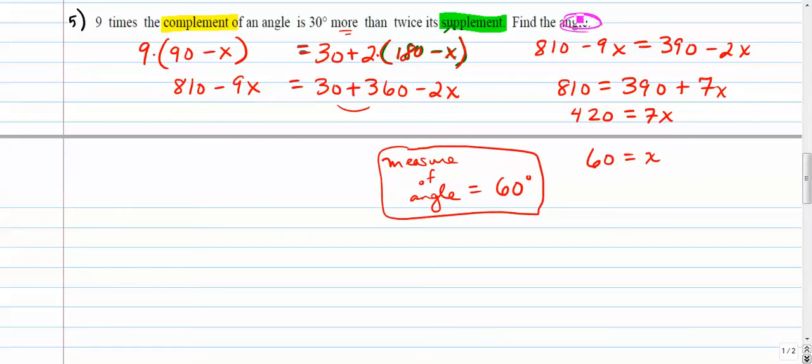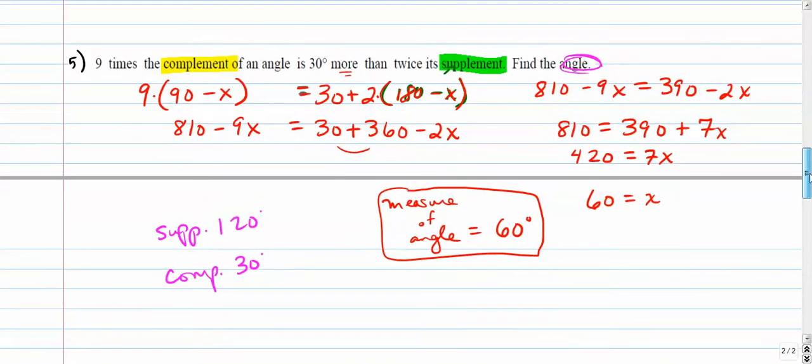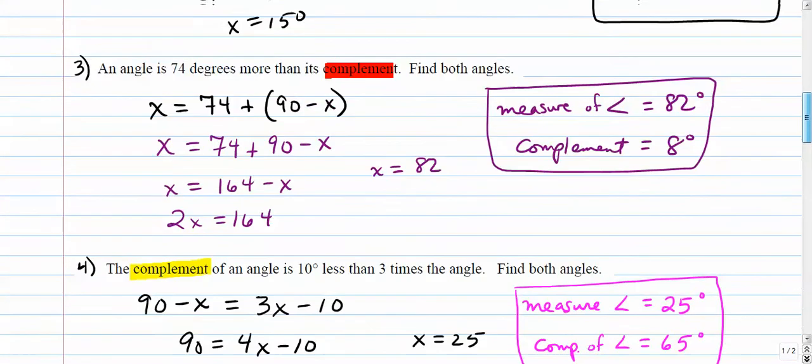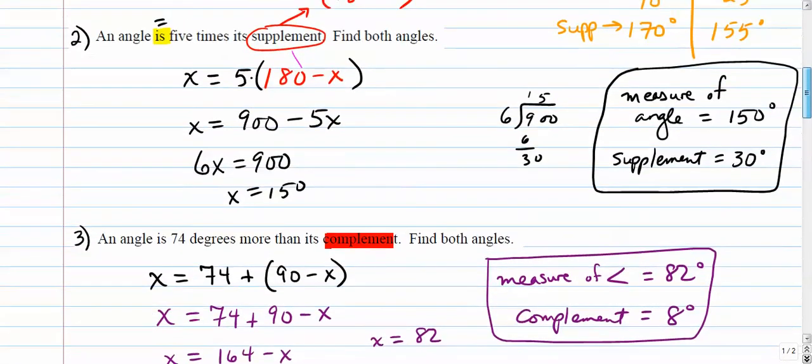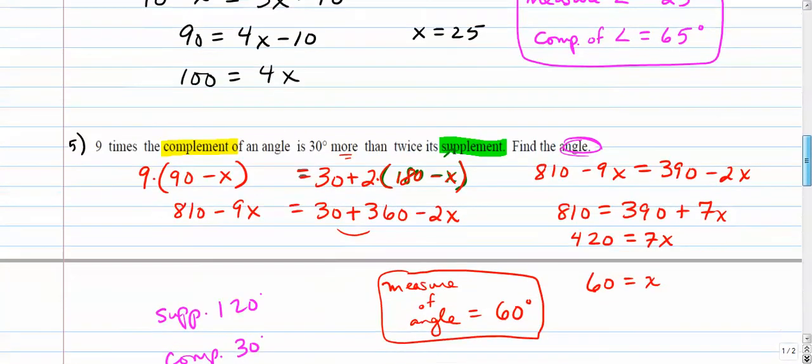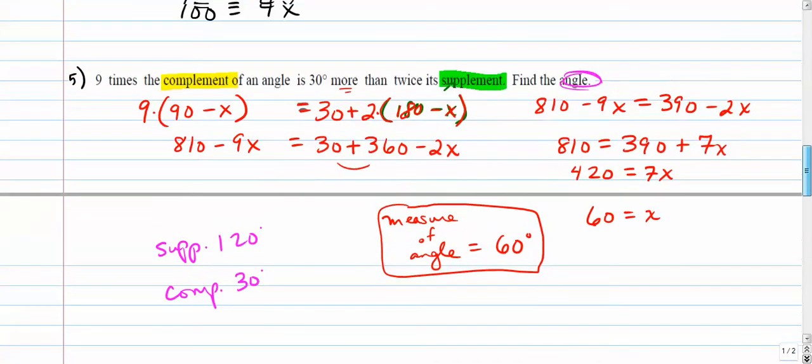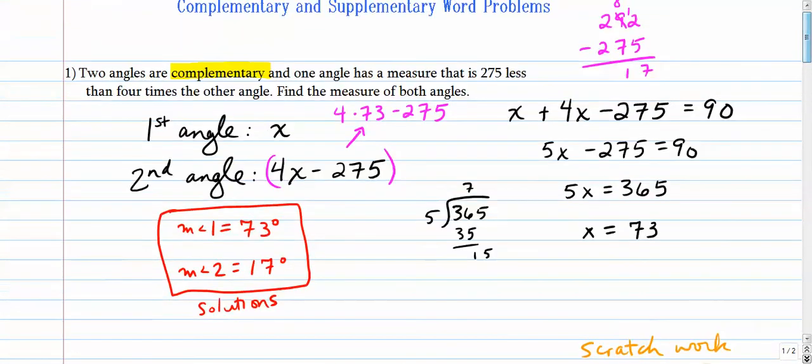If it's asking for supplement and complement, then of course we can find those as well. Supplement of that angle is 120. Complement of that angle is 30. Alright, so there's 4 examples there, kind of different styles, right? Number 1 is a little bit different than the others. The others are requiring you to make substitutions wherever we see words like complement and supplement. So hopefully that helped.